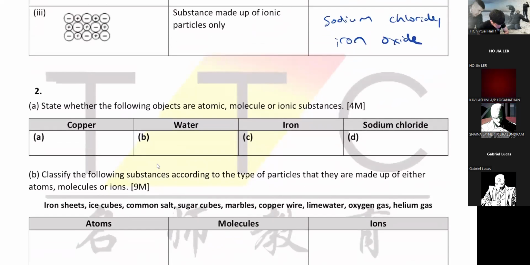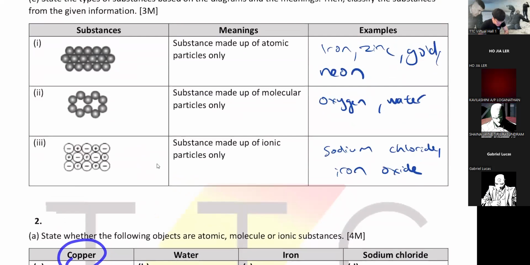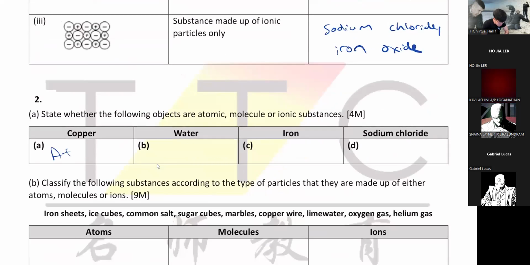Okay, next, number 2. State whether the following objects are atomic, molecules, or ionic. So the first one, copper. Copper is a metal, right? So it's definitely atomic. Next, water. Water is a non-metal, so it is molecular, a molecule. Next, iron. Iron is a metal, so also it is atomic.